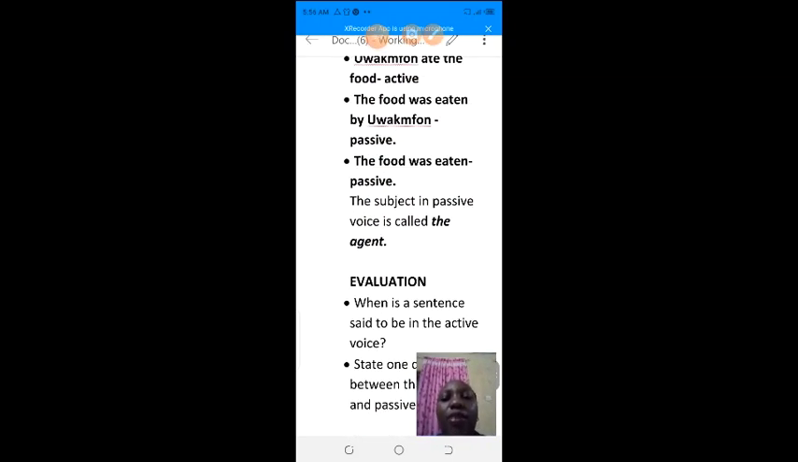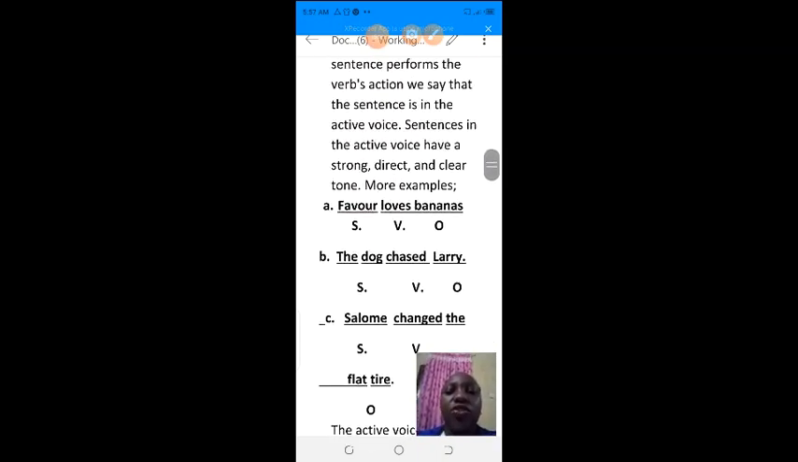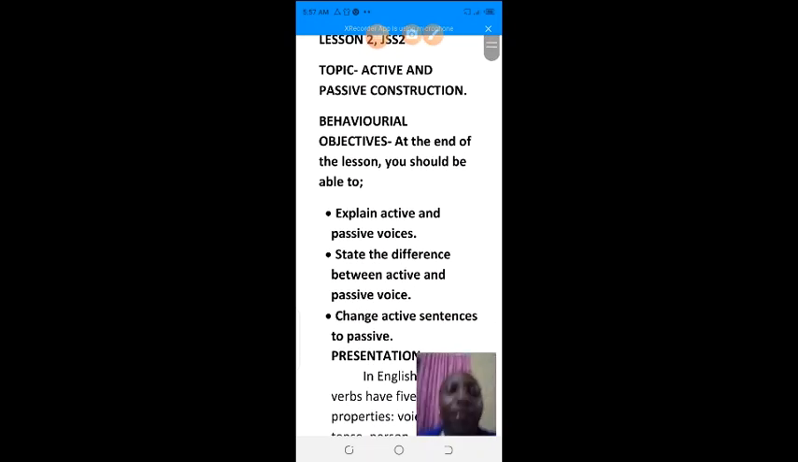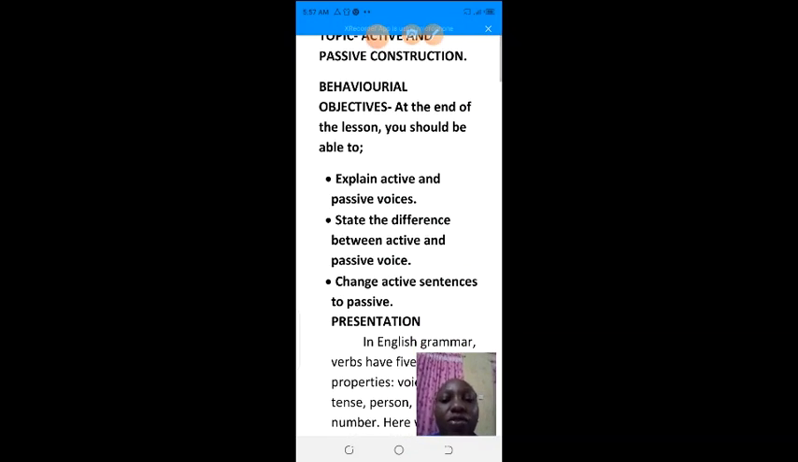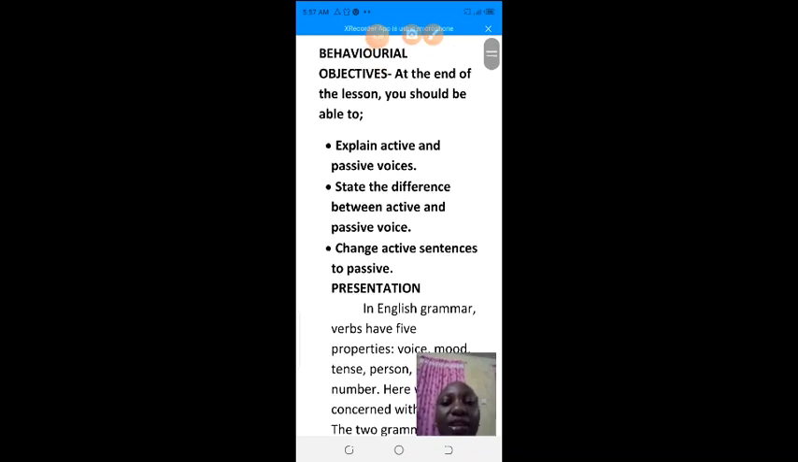Let's have a short recap of what we have been talking about. If you are with your writing materials, don't forget to rule your margin. Children, do please get a good note and write. Now, we're talking about passive and active construction. This is just like a revision because we've treated this topic in class last time, and I trust that this time you get it clearer than you got it last time.